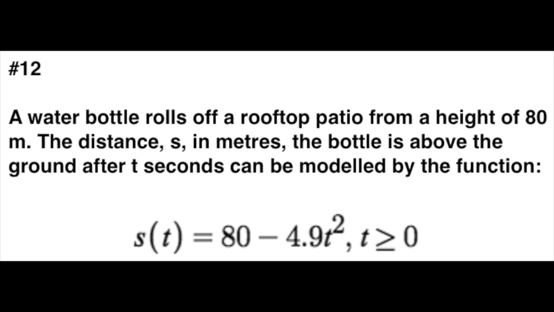Question 12 reads, a water bottle rolls off a rooftop patio from a height of 80 meters. The distance, s, in meters, the bottle is above the ground after t seconds can be modeled by the function s(t) = 80 - 4.9t², where t is greater than or equal to 0.